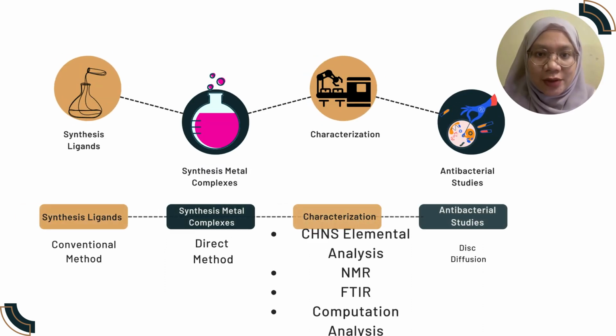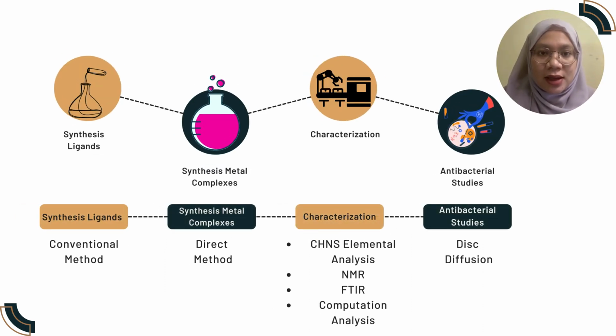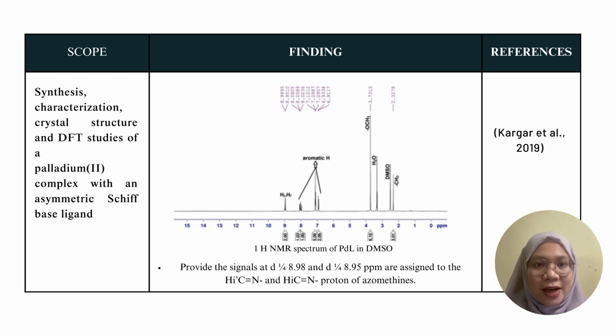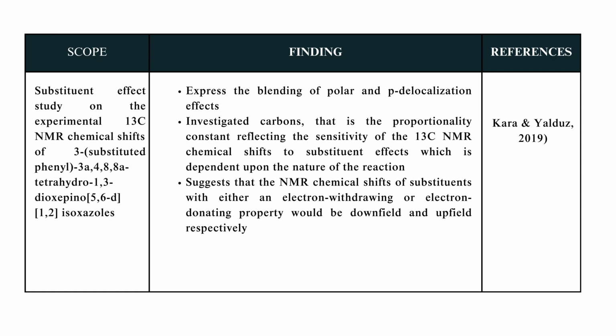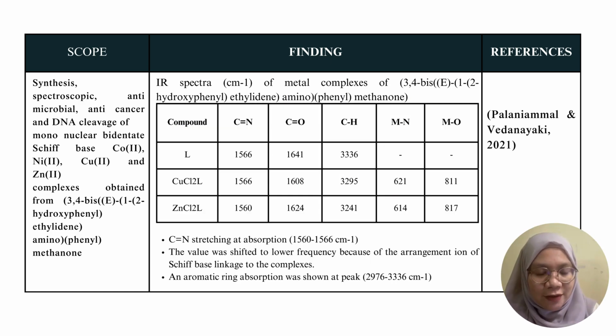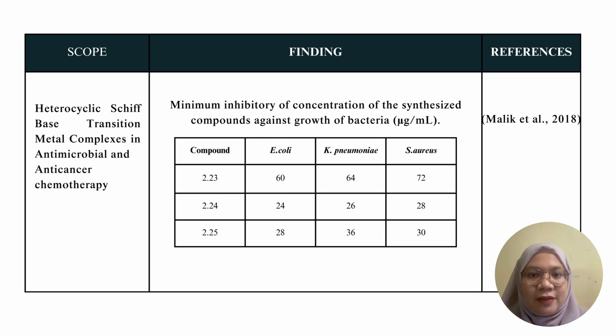For the literature review, there are four main focuses in the studies, by reviewing selected articles that are related to my studies. Here is the journal I use for the synthesis method. Next, this journal I use for characterization for NMR spectroscopy. Next, for FTIR characterization, it was based on this journal. Lastly, here is the finding from the journal I use for the antibacterial study.